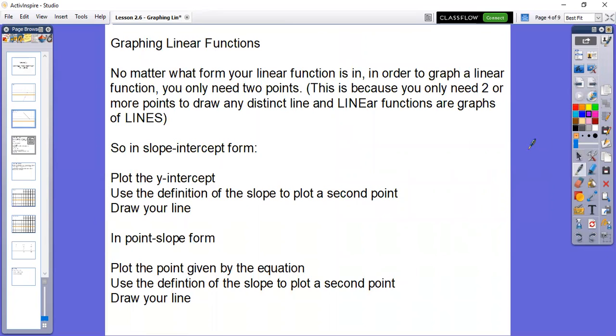So graphing linear functions, we basically just talked about all this. No matter what form it's in, in order to graph it, you need 2 points. Any distinct line can be defined by 2 points, and it's an infinite set of points that connects those 2 points. In slope-intercept form, we need the y-intercept, and then we use the definition of the slope to find a second point. In point-slope form, we figure out which point is given by the equation, and then again use the definition of the slope to plot a second point. Then we connect them to draw the line.